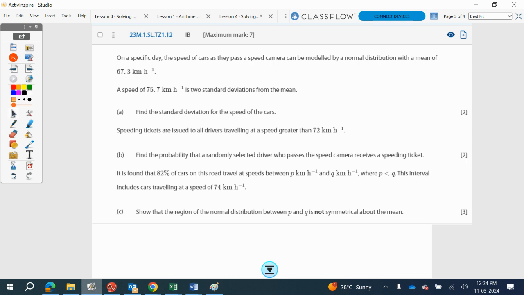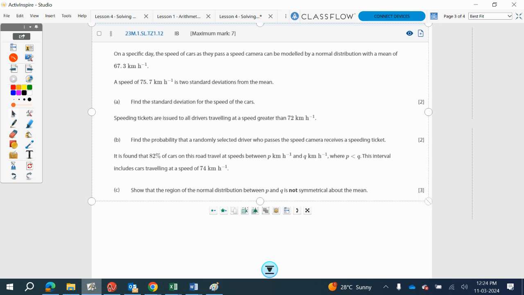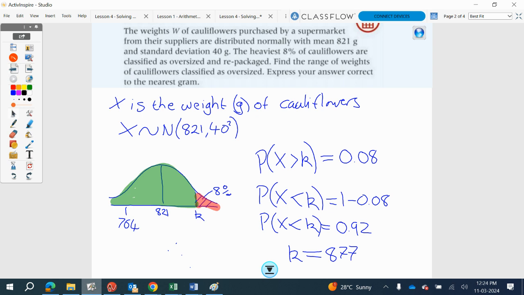I had a question about the warm-up question. I thought it asked us to find the 8% range, like the top 8%. Sorry, let me just read the question. Find the range of weights. Yeah, so really, you're right.